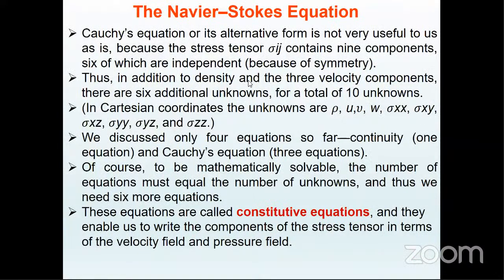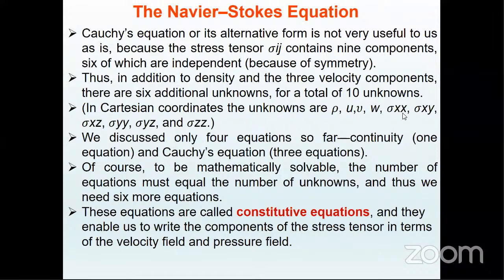In addition to the density and velocity components, there are 6 additional unknowns here. 6 additional unknowns means together how many becomes total? There should be a total of 10 unknowns. In Cartesian coordinates, the unknowns are rho, u, v, w.